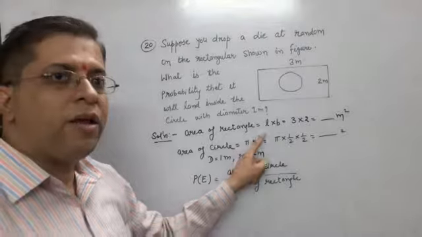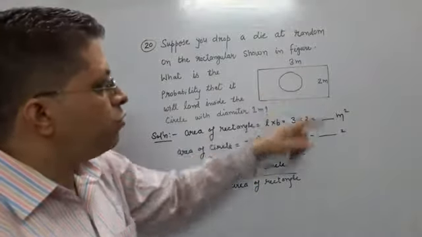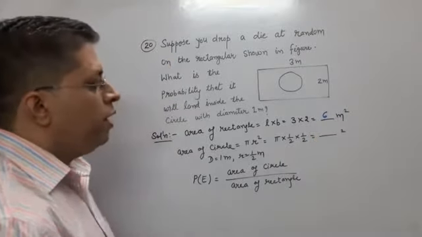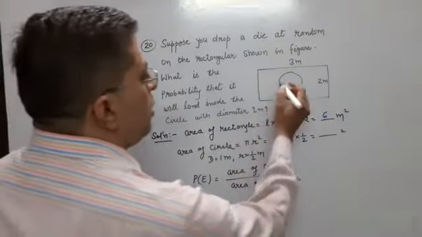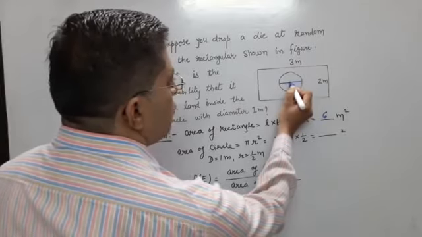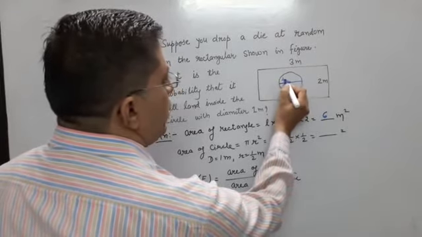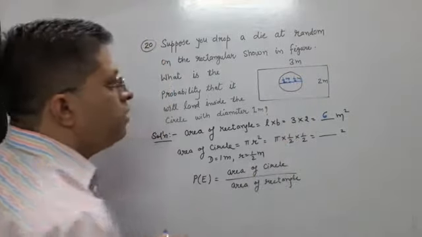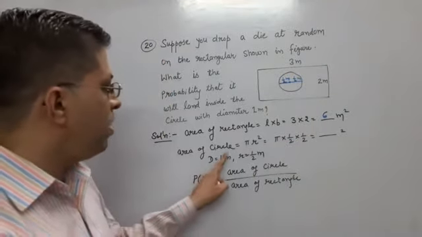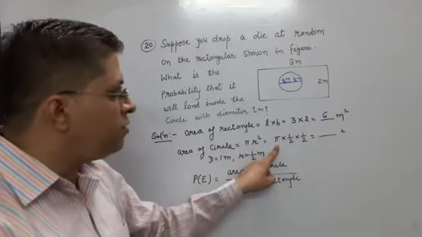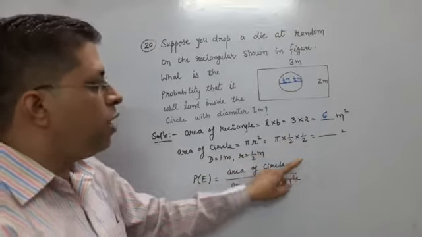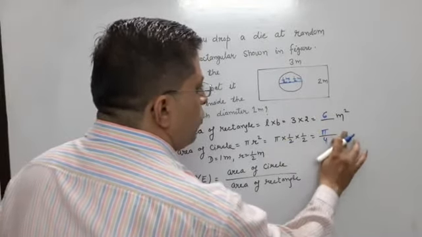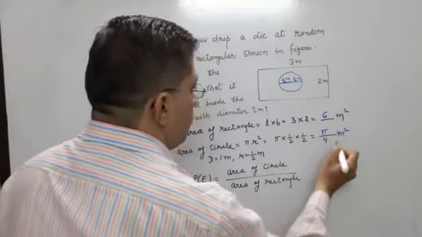What is the area of the rectangle? L into B, 3 into 2. This is here 3 2s are 6 meter square. And what is the diameter of the circle? It is given to you. See, this is the diameter, 1 meter. So radius will be half, half meter. So what is the area of the circle? Pi r square. Pi as it is. R is half into half. This will be pi upon 4 meter square.